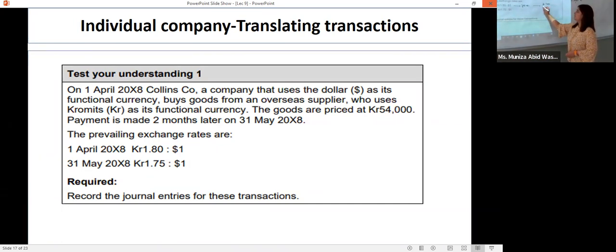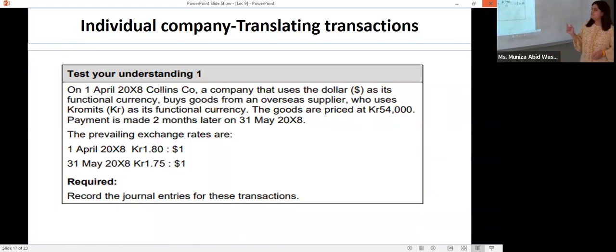So 54,000 chromits have to be converted into US dollars. In every US dollar, there are 1.8 chromits. So 54,000 is going to be divided by 1.8. How many dollars are you going to get? Sorry, 30,000. So at this time, the transaction will be recorded at 30,000.